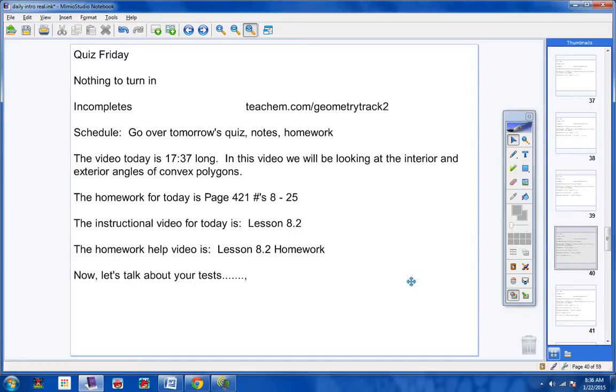Now, let's talk about your tests. If you'll think about the past, 99% of the time, I give you your tests on Friday, and that gives me the weekend to grade them. Whenever I give a test or a quiz in the middle of a week, it usually takes me 2 days at the most, sometimes 1 day to get them back to you. So, best case scenario, you would have got your test back today. Worst case scenario, you'll get them back tomorrow. So, your tests are not graded. I will pass them back tomorrow graded, and we'll go over them tomorrow.